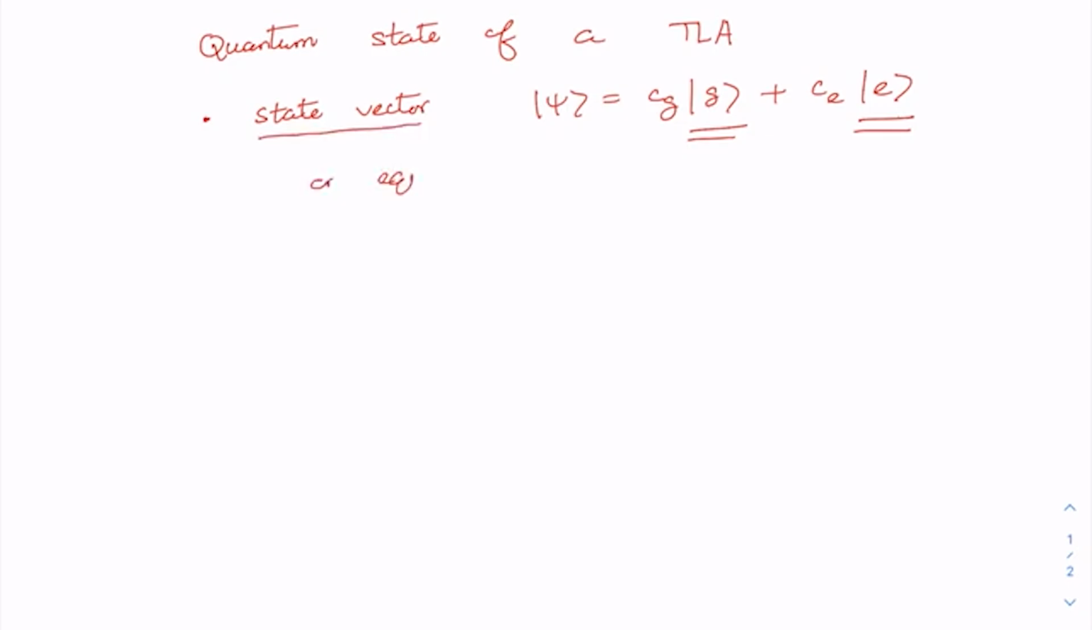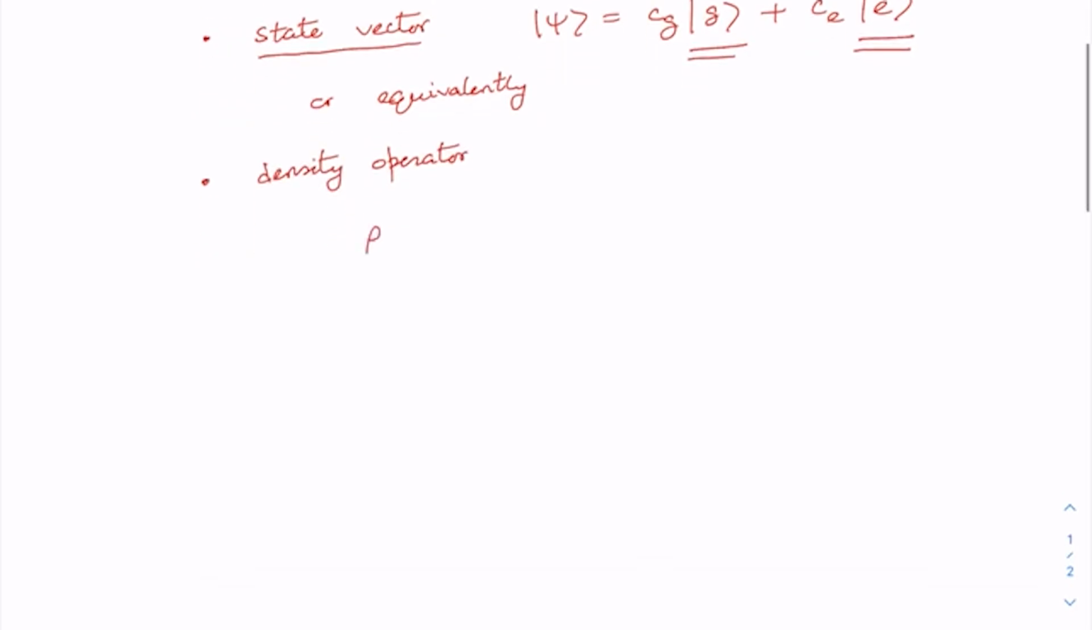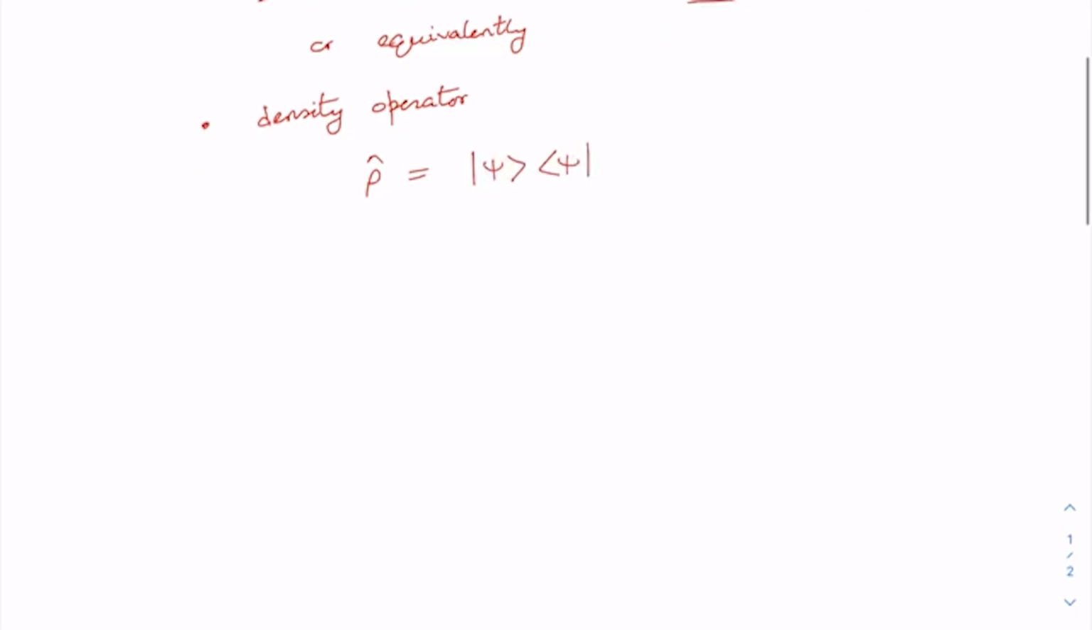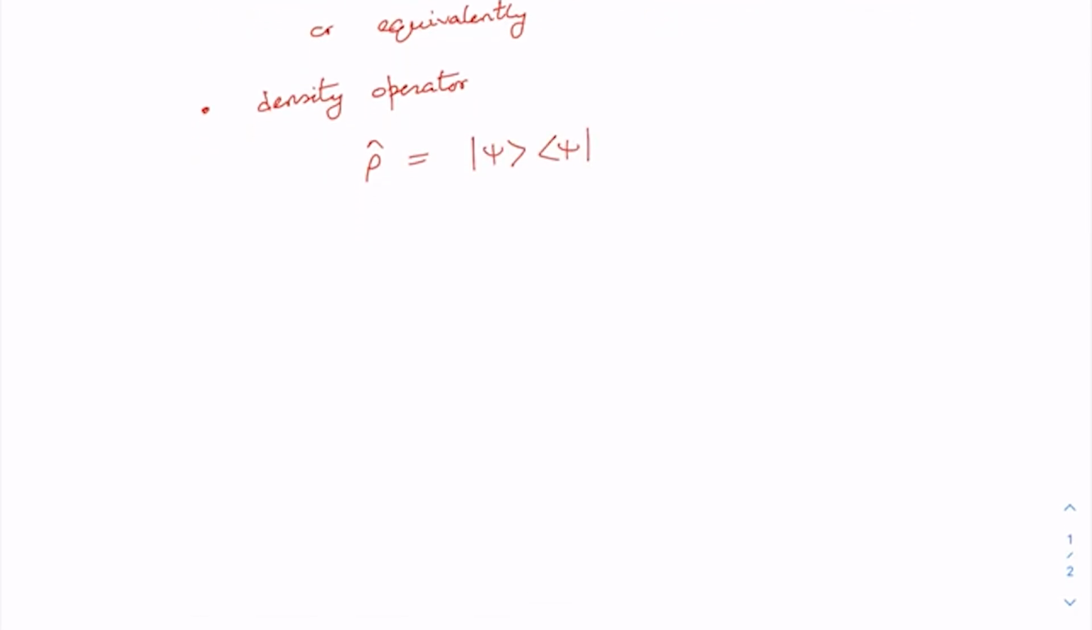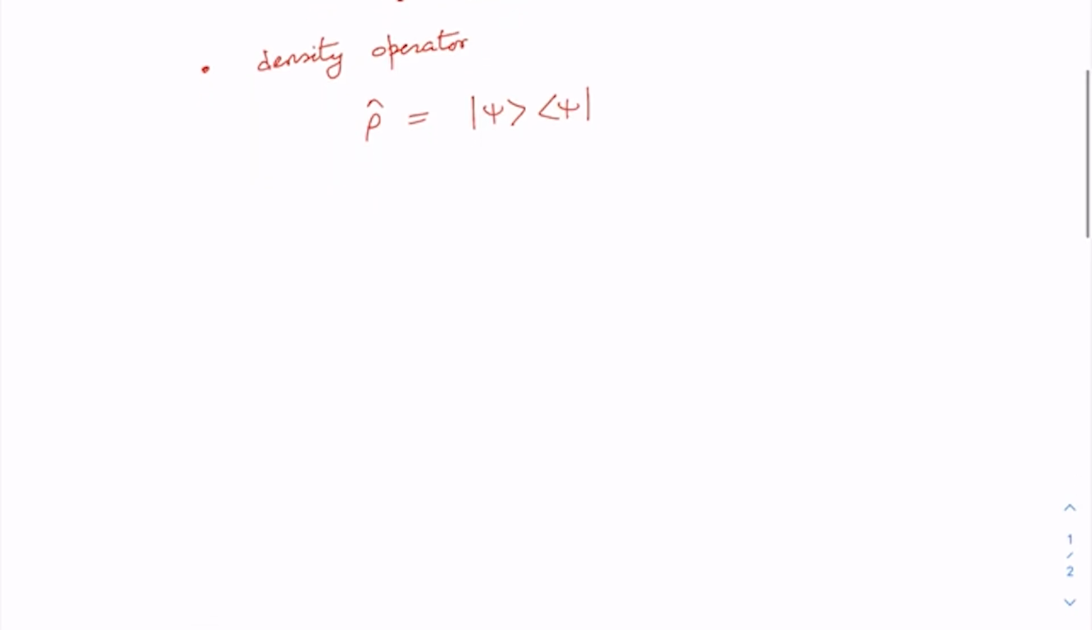Or equivalently, we also learned about another representation, and that is called the density operator representation. In this case, the density operator is defined as ket psi and bra psi. So this is an operator, and here psi is a pure state. Actually, I will today discuss mixed states as well. We'll come to that a little bit later.